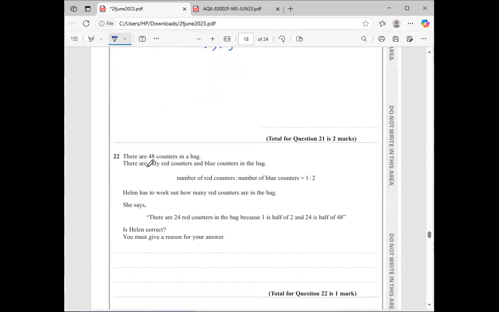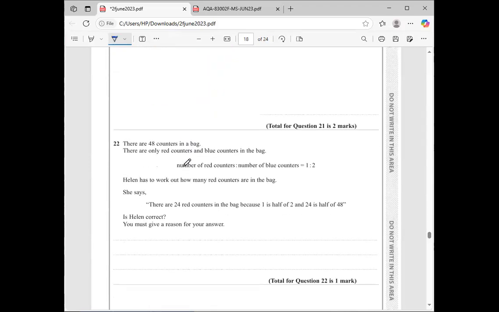There are 48 counters in a bag. There are only red counters and blue counters in the bag. The ratio of the number of red counters to the number of blue counters is 1:2. Helen has to what?